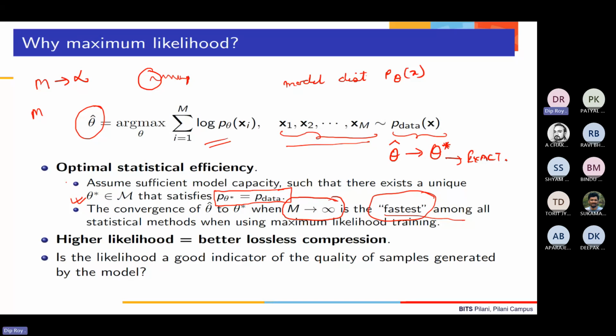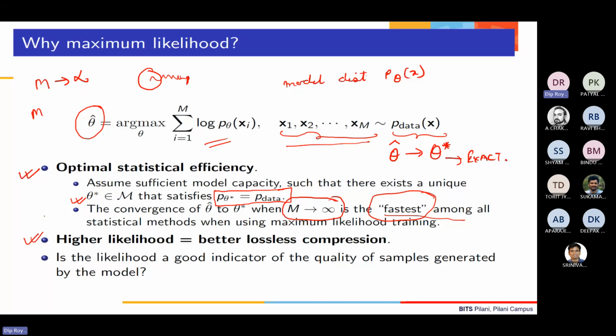And the second point, the first point we have discussed in detail. The second point is higher likelihood equals better lossless compression. And this is exactly what we discussed earlier in detail when we were talking about entropy, information, and all those things. Here we all know that in the context of data and models, the likelihood of data is how probable the data is under a certain model, right?